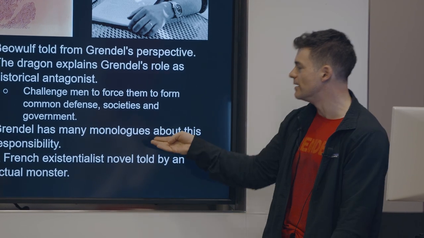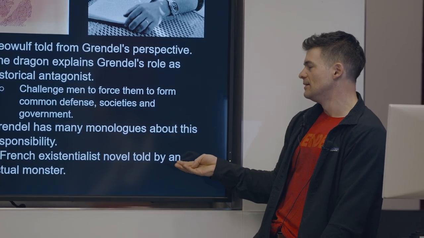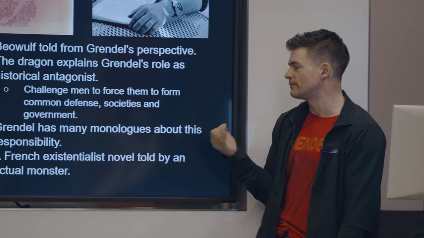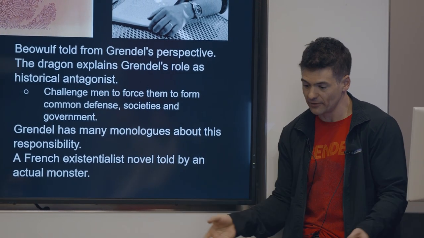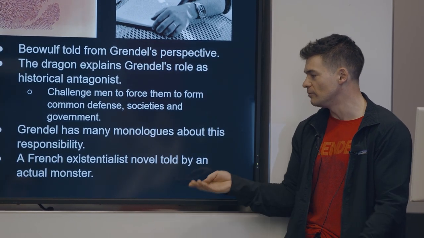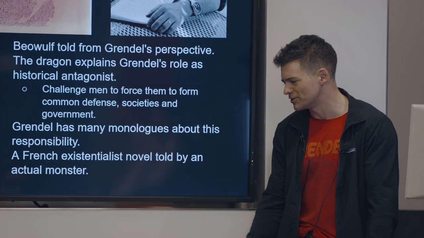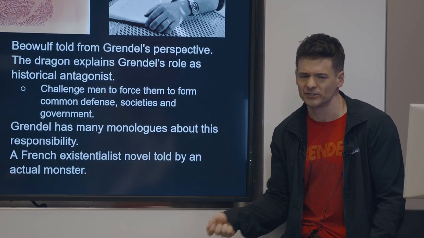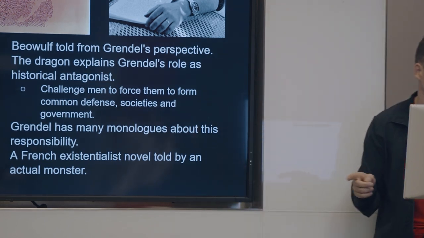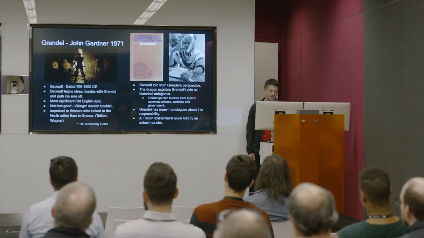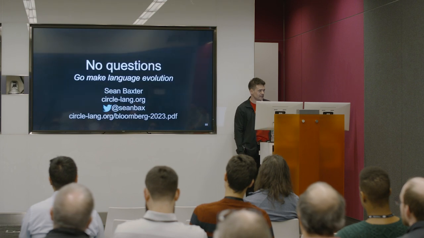And so Grendel has many monologues about this responsibility, and it's a really good French existential novel like you'd see in the 1940s or 50s, but it's told by an actual child of Cain, this horrible monster who has really no redeeming qualities, but he's very self-aware. So it's a good book, and I think it's important to read a lot of novels so you don't become dogmatic. That's all. No questions.